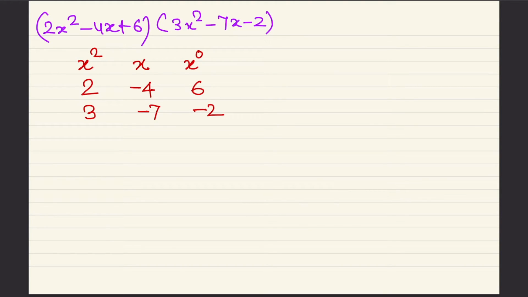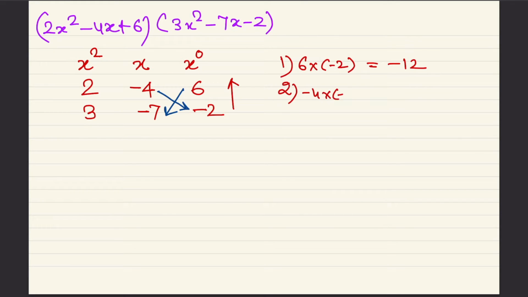First we will multiply the vertical 6 into minus 2. I'll write here separately. 6 into minus 2 will give you minus 12. Second, we will cross it. Minus 4 into minus 2 and 6 into minus 7. Minus 4 into minus 2 plus 6 into minus 7. On solving, we get it as minus 34.